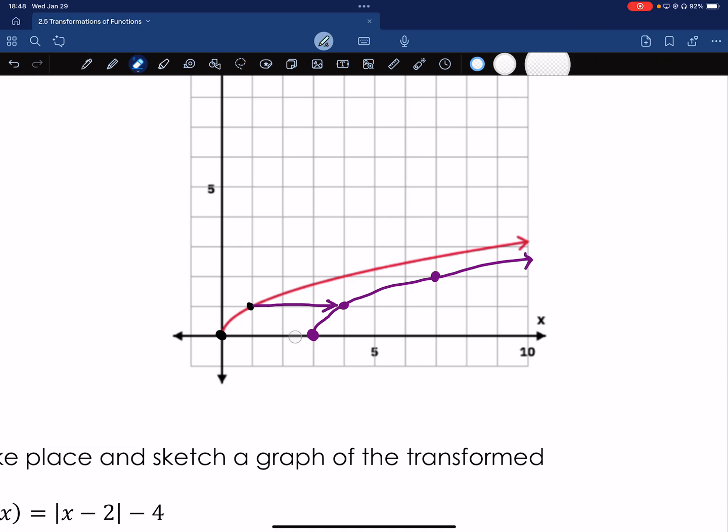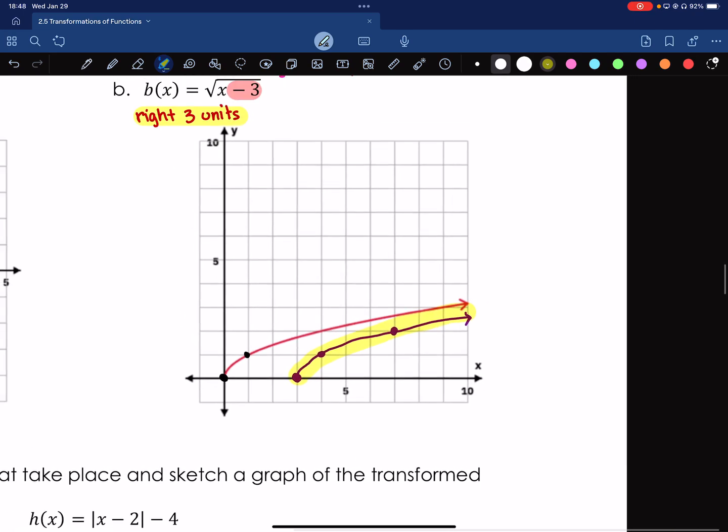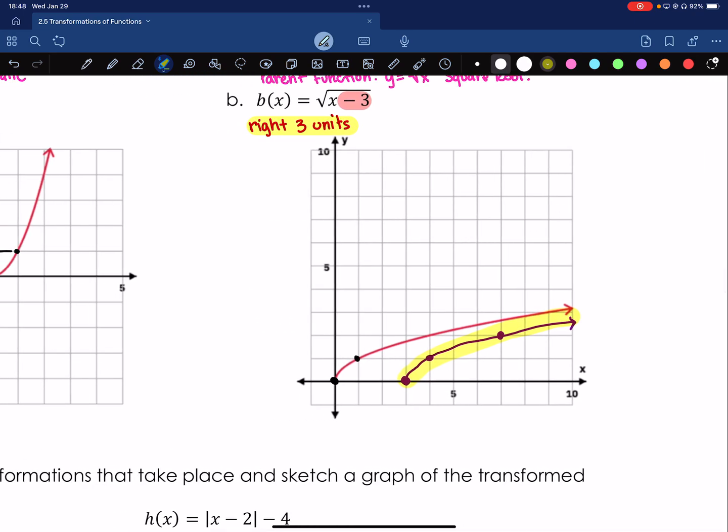This part is not part of the graph. Those arrows that I'm showing that are moving, that's not part of the graph. That's just showing you that we're moving them. So this right here would be our graph. And again, if you wanted to plug in some values, you can.